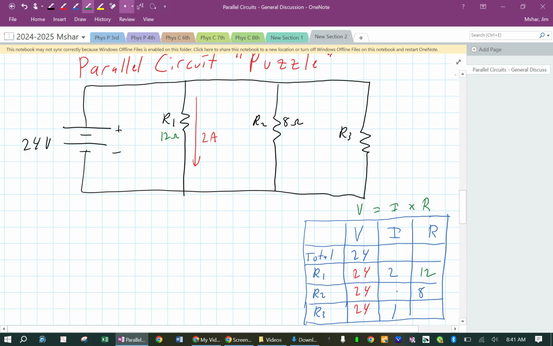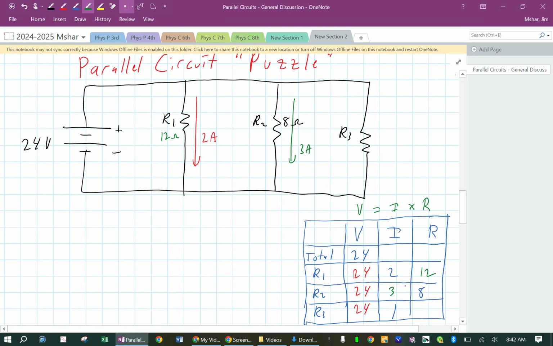For R2, 24 equals what times 8? Well, that's 3. So the current through R2 has to be 3 amps. Notice that I'm going to go ahead and draw it in here. Now, when you guys go to do these tables, you don't have to draw the circuit out, but I wanted to draw it out so you can kind of see what's happening.